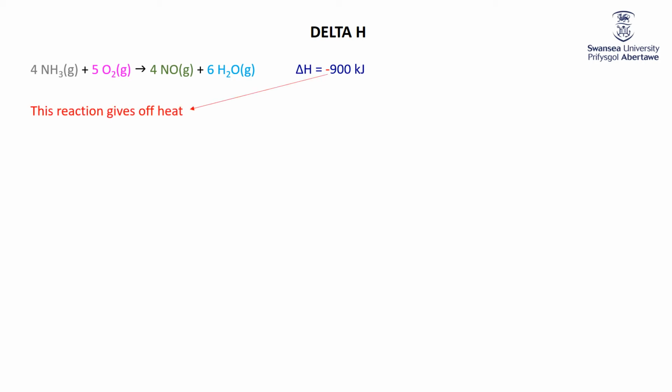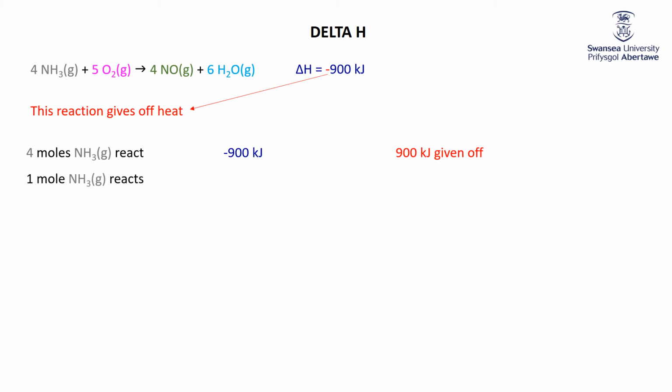Now, that last equation I left as it was because it was rather a trivial one, just to get the idea across, but let's write a slightly more interesting one. 4NH3 plus 5O2 goes to 4NO plus 6H2O, and I'll tell you delta H is minus 900 kilojoules. First of all, the negative sign there means that this reaction gives off heat. How much heat? What the equation is telling me is that when 4 moles of ammonia react, there's going to be a minus 900 kilojoules change, or in other words, 900 kilojoules of heat is given off.